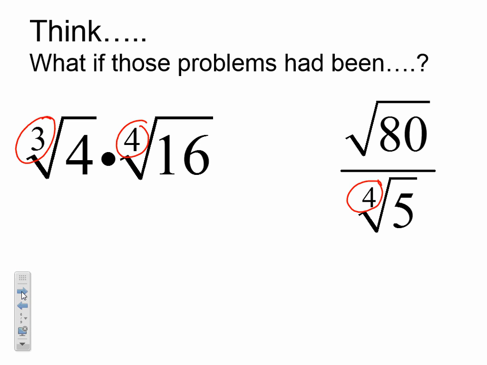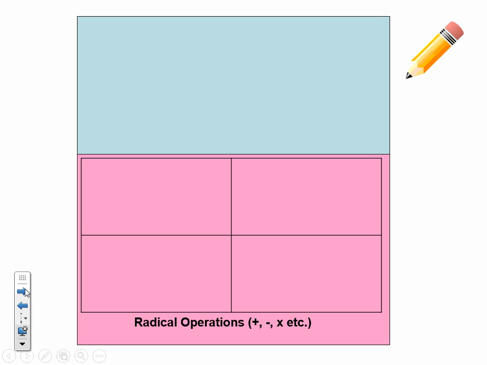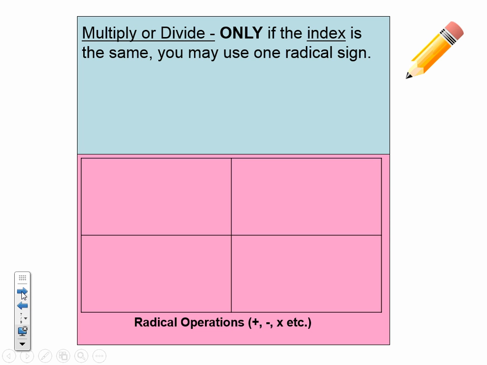Since this has 4 and this technically would have a 2, right, because it's a square root, we cannot combine these together because they have to have the same root. We could simplify them separately, but since they don't have the same root, we cannot combine them. All right, with all of that, you need to write your first note right up top.